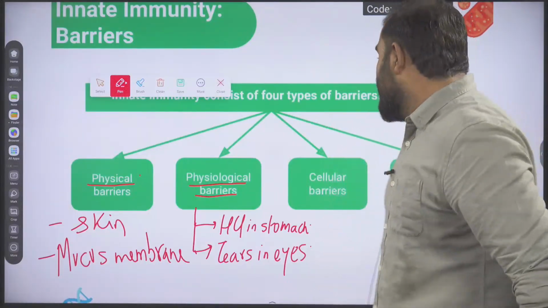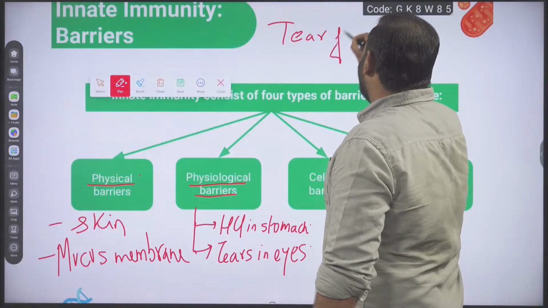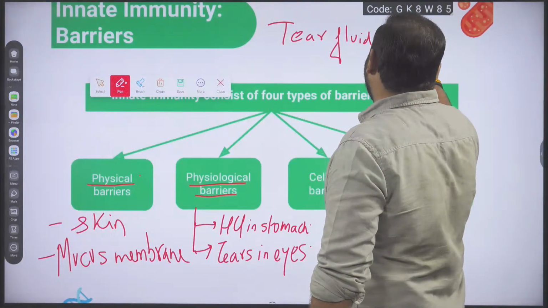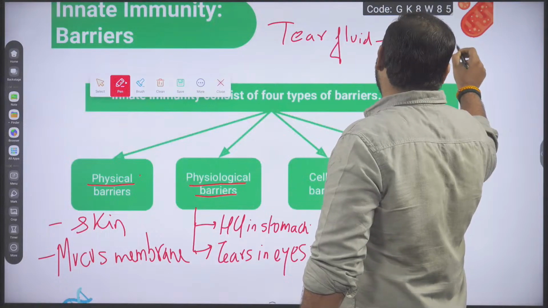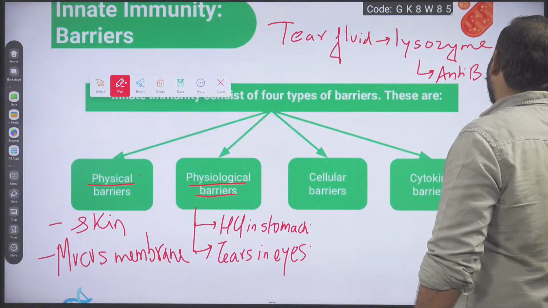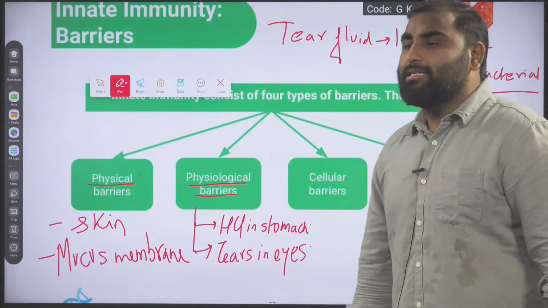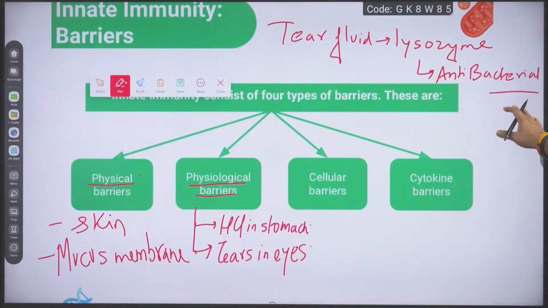Your tear fluid contains an enzyme that is called lysozyme. What is it called? Lysozyme. And it is antibacterial in nature.